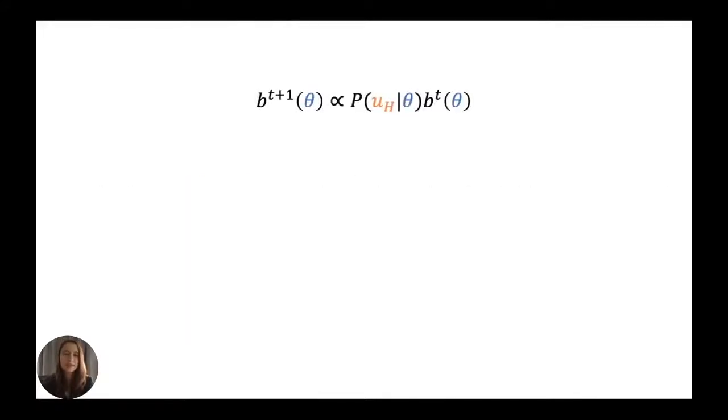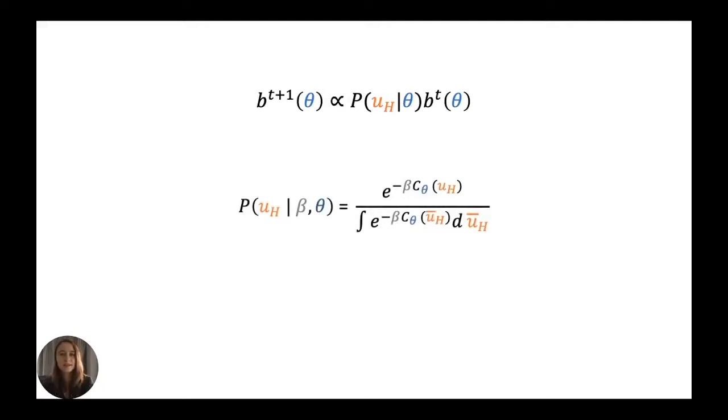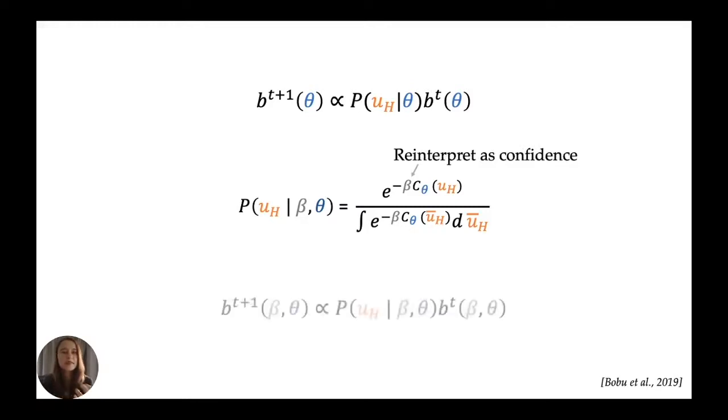When updating the belief over theta, we model people as approximately selecting actions using a Boltzmann noisily rational model. The coefficient beta models how rational or optimal the person is, and is typically fixed. But rather than assuming a beta, our idea is to reinterpret it as a confidence for how well the robot's hypothesis space can explain the human input, and infer that along with theta.